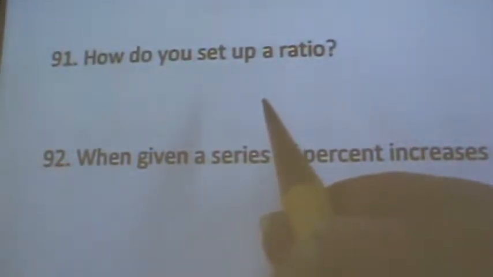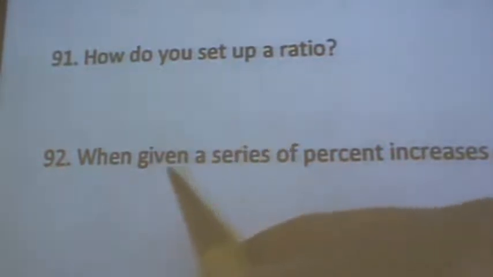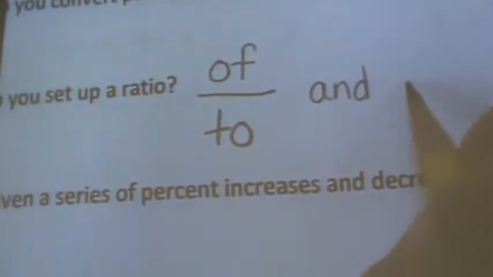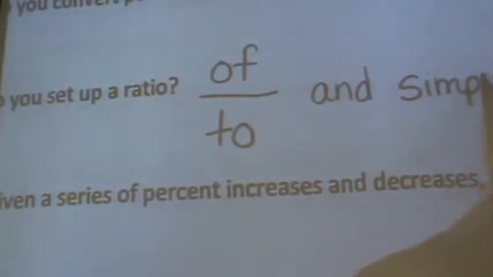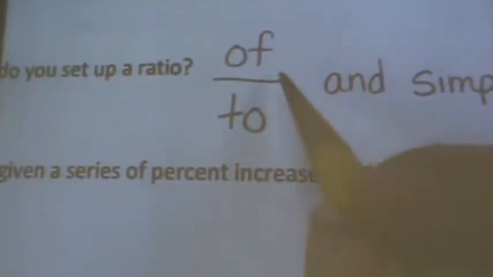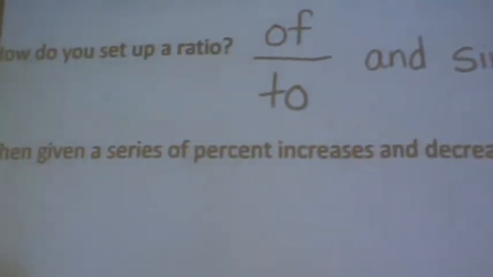You're going to set up a ratio. You're going to put the word associated with the word of on top, and the number associated with the word to on the bottom. And then you're going to simplify. So it's of, the word associated to of on top, and the word associated with to on the bottom, and you're going to simplify. Of, and then to, and then simplify.